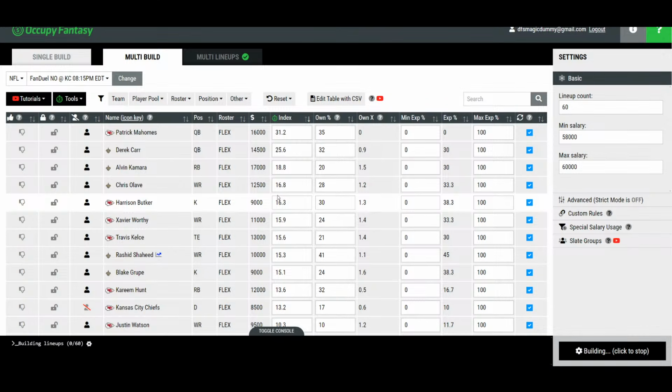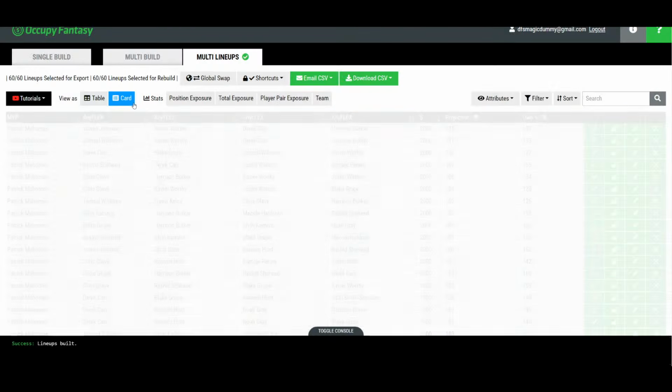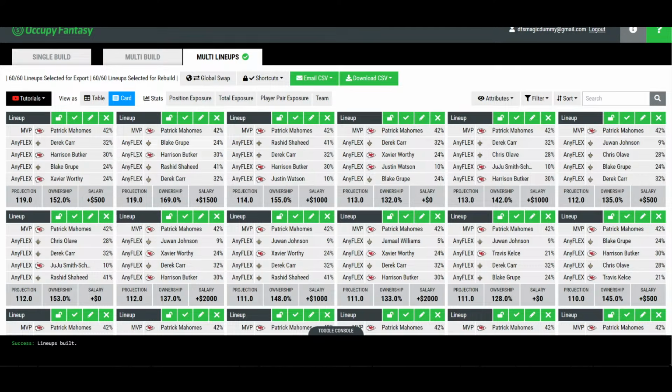This is the great thing about the builder. You can do these things. It's much easier than trying to do it by hand. And again, you can do it by hand with all the rules. It's just that this can do it a lot faster than a human could with all the restrictions. So, all right, we got all the defense out of there. This one looks pretty good. Mahomes, Worthy, Carr, Bucker, Groupie.